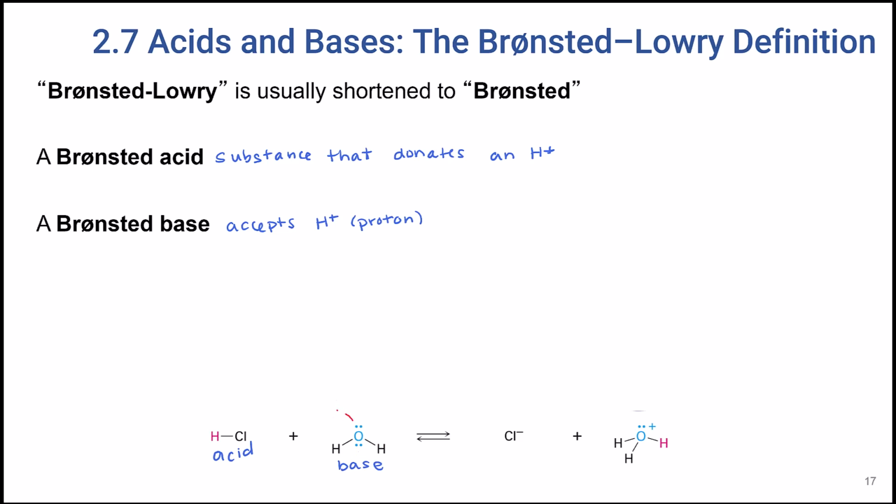Our base is going to go fishing for a proton, and those electrons between that H and Cl bond are going to go onto the chlorine, giving it an extra lone pair, making it negatively charged. And now Cl minus is our conjugate base. And H3O plus, or the hydronium, is our conjugate acid.